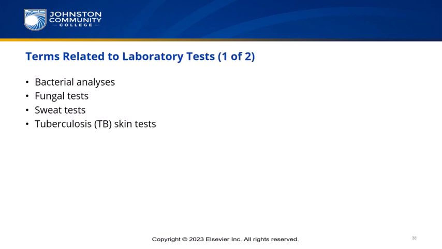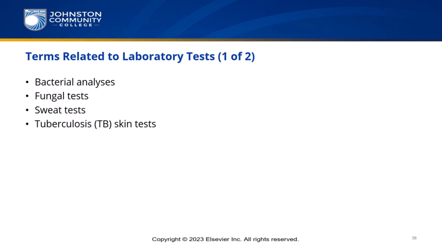Terms related to laboratory tests. Bacterial analyses are cultures and serology of fluid removed from lesions to determine the type of bacteria. Fungal tests are scrapings of lesions such as tinea to determine the type of fungus. A sweat test is done to test the abnormally high levels of sodium and chloride that are characteristic of patients who have cystic fibrosis.